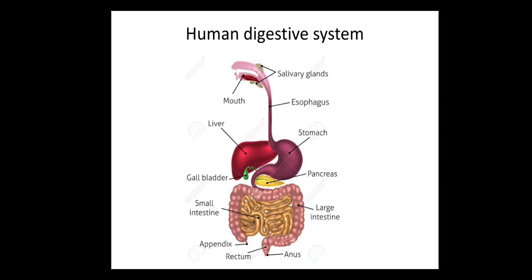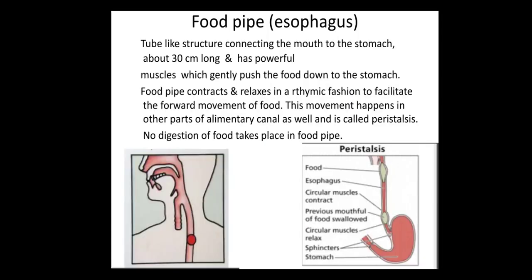Liver secretes bile which remains stored in gallbladder. And inside the large intestine you can see a big coil of small intestine. The large intestine ends up into rectum, which opens and excretes the undigested food from the body through a small opening called anus. Now we will start with the food pipe.